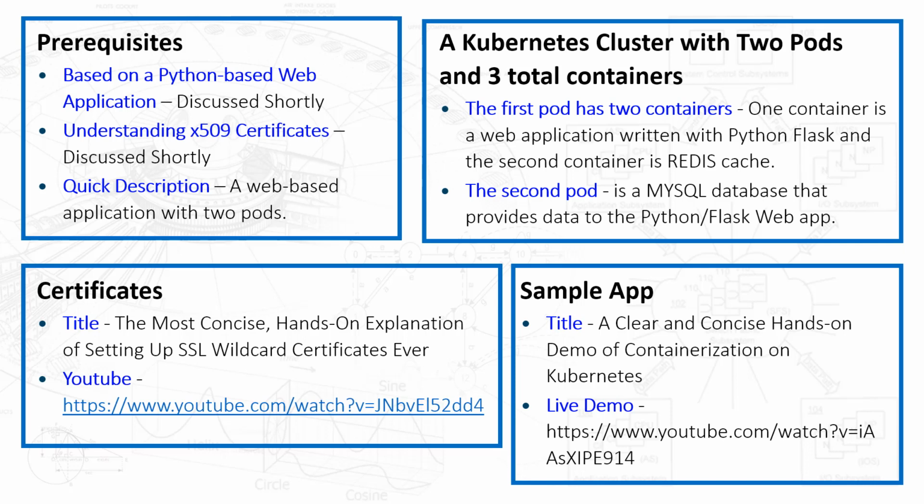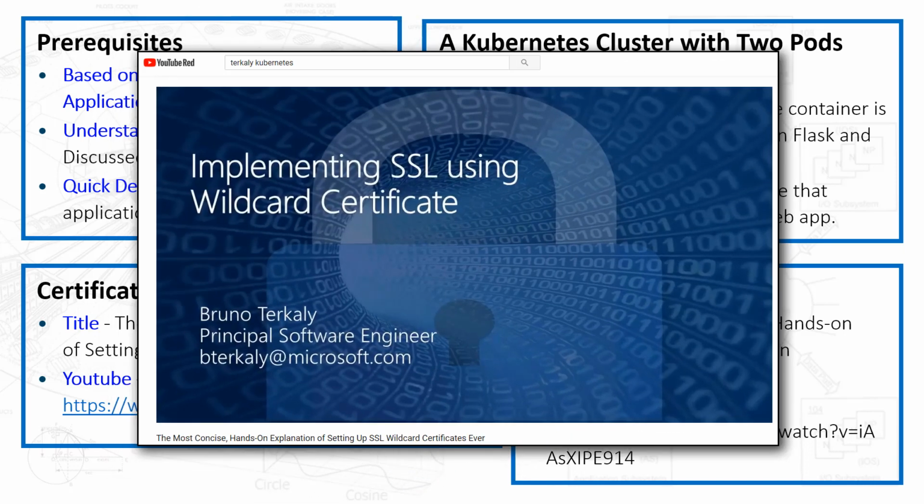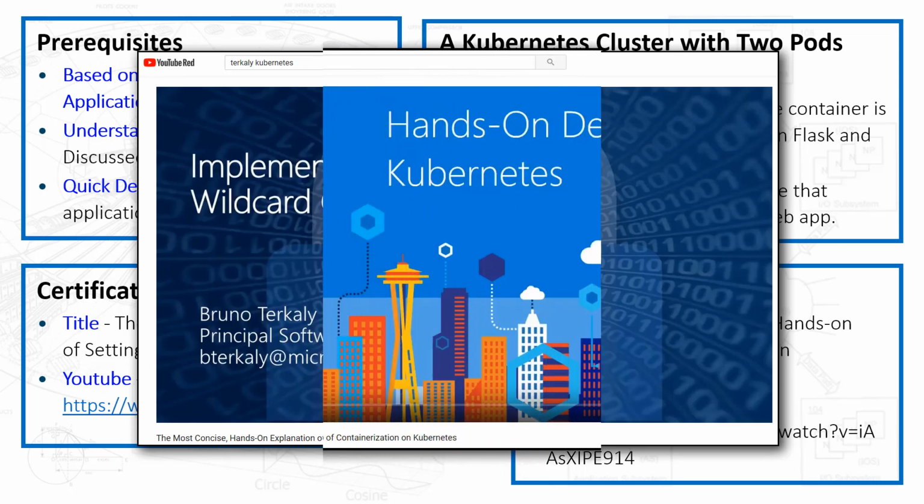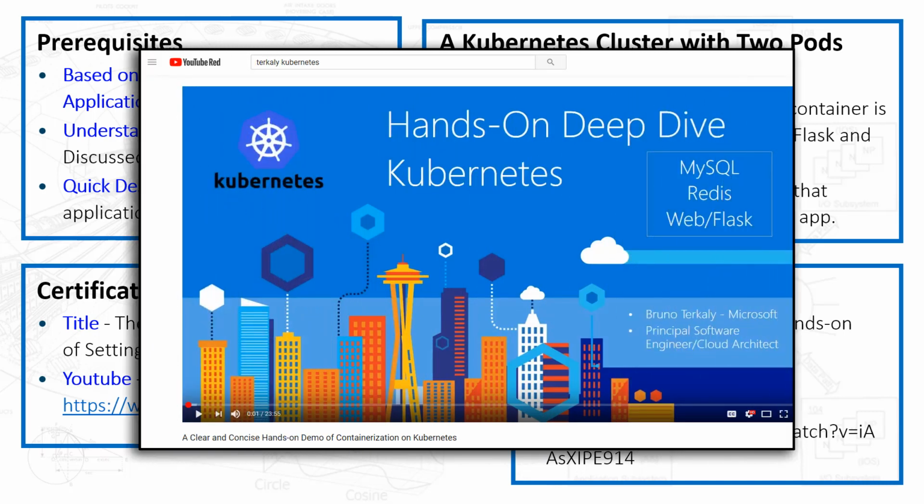Ingress controller for. So this is the first video I talked about a moment ago about implementing the SSL capability using a wildcard certificate. Again, this video is on YouTube, easy to find. And this is the hands-on deep dive into Kubernetes that demonstrates the MySQL, Redis, Python, Web, Flask application from which we will build upon in this video.